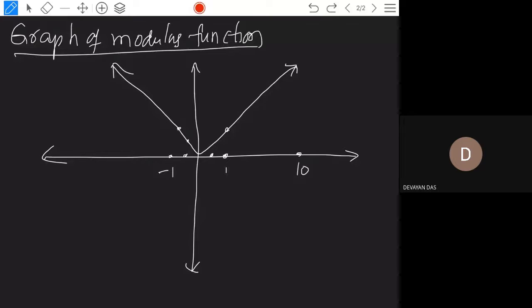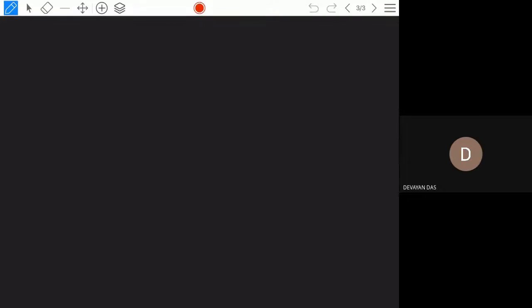For the negative values also we are getting positive. If for negative we got negative, it would go like this, but for negative values we are getting positive, so it goes up. So this is the graph of the modulus function. Okay, did you understand?